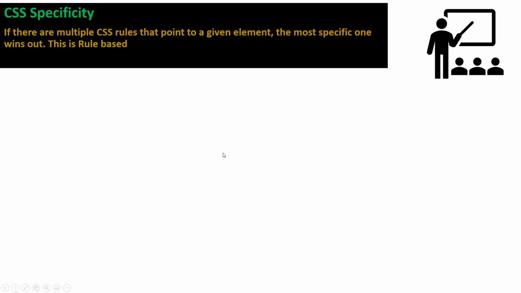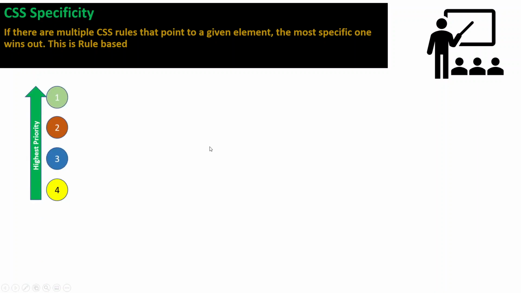Right. Okay. And then we have the specificity. Specificity is, for example, if there are multiple CSS rules that point to a given element, right? Which one of those rules should apply, right? That's what it means. So the rule is the most specific one wins, and there's a priority order that we have to look at.